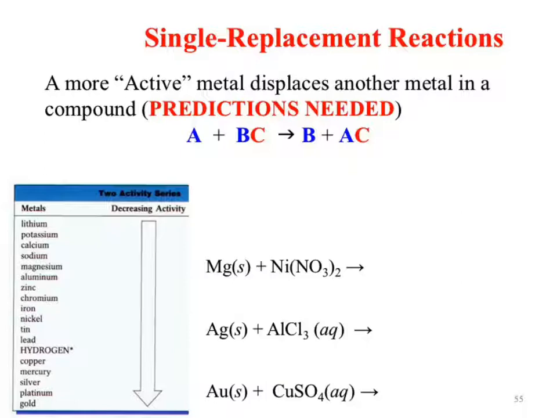Okay? So there's two questions that go with a single replacement. What would the products be if it happened? And the next question is, does it happen? The does it happen requires using the activity series. What would happen if it did happen is just balancing out charges and following the pattern of a single replacement reaction. So there's three reactions shown there.